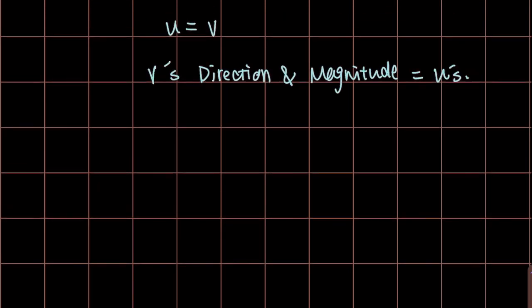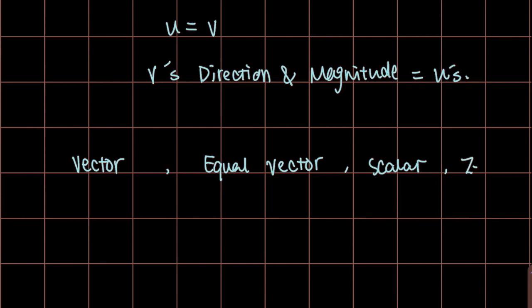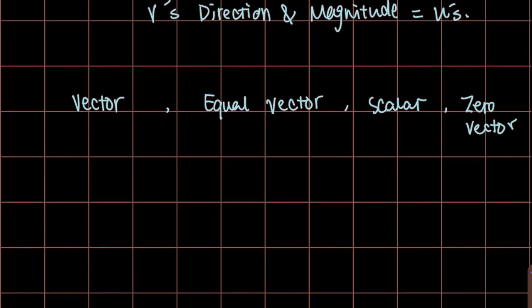We have another thing to cover, which is how to classify vectors: the equal vector, the scalar, and the zero vector. How do we classify them? The vector, we already said, has direction and magnitude, right? Equal vectors: 2 vectors are equal if they have the same magnitude and direction. These 2 vectors are the same no matter their position, because we only consider the direction and the magnitude.